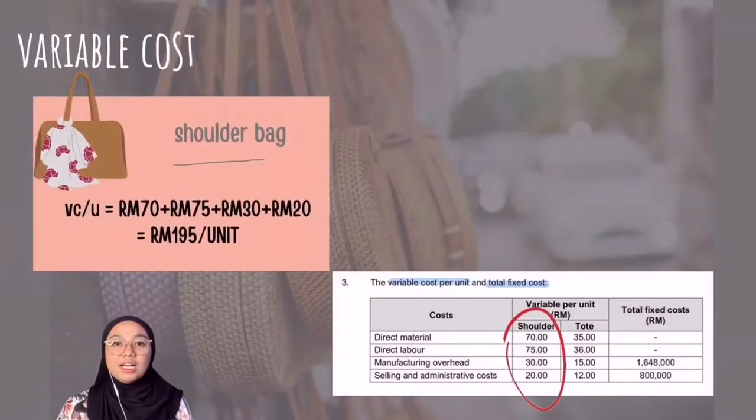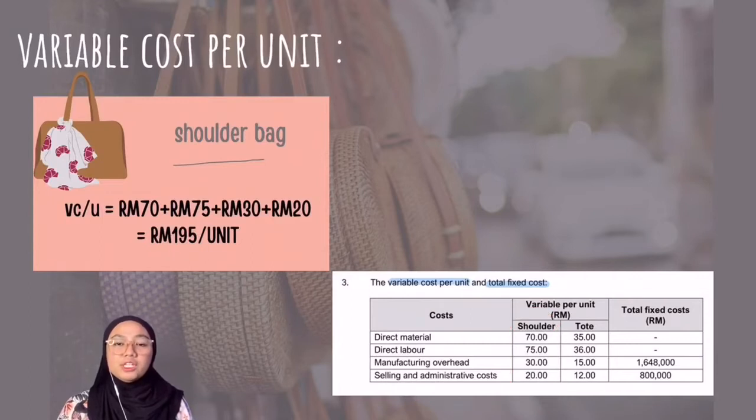Before we start to calculate the net profit, we should take out the information. The first information that has been given is the variable cost per unit. So, we calculate the amount for each cost like direct material, direct labor, manufacturing overhead, and selling and administration costs. We total up all these costs, which are RM70, RM75, RM30, and RM20. We will get RM195 per unit for shoulder bag.